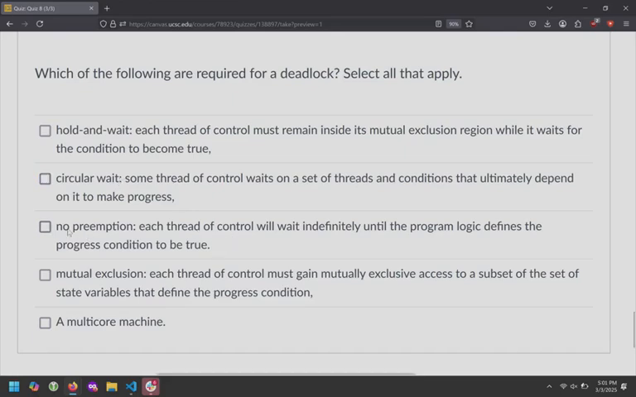Okay, no preemption. It's kind of a weird double negative, but will adding preemption disable deadlocks? Yeah. There we go. Hope that was clear.